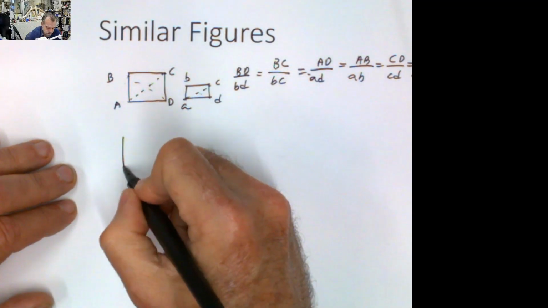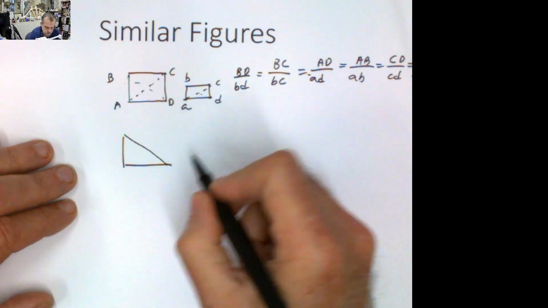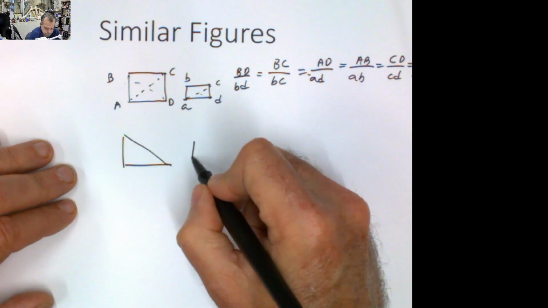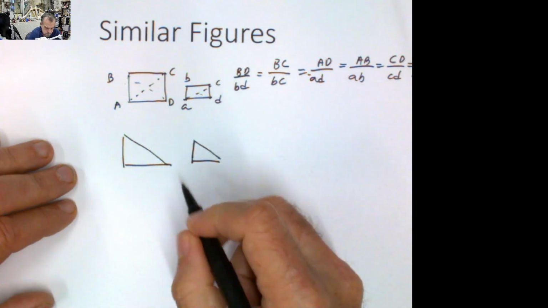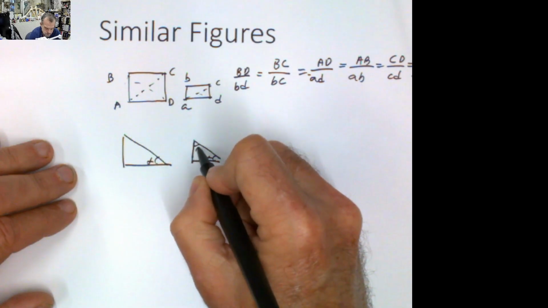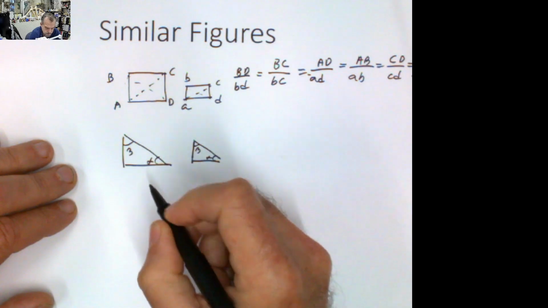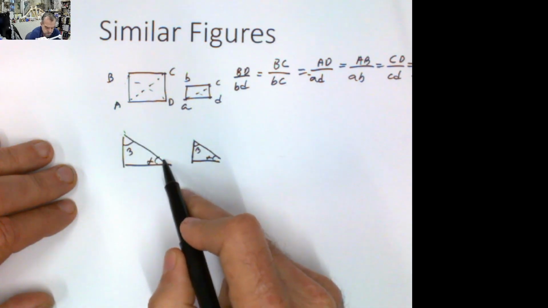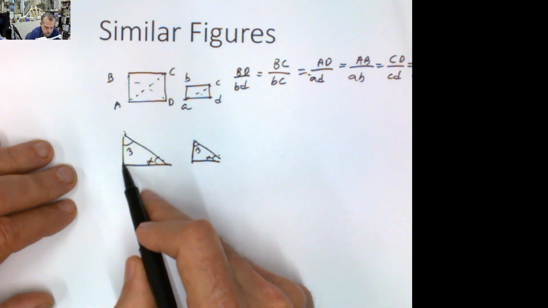And if you have triangles, same thing. If you have this triangle and this triangle, and they are similar, then this angle is going to be the same angle as here. This angle is going to be the same angle as here. And you're going to have the same relation. This side divided by this side has to be equal to this.